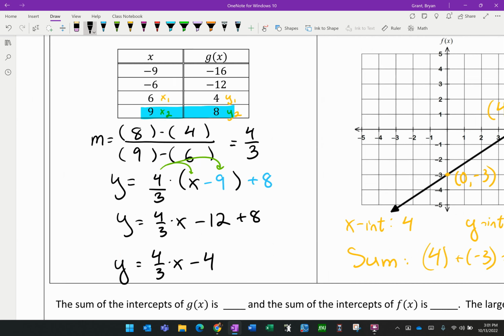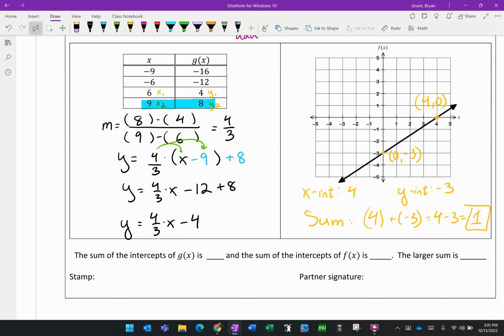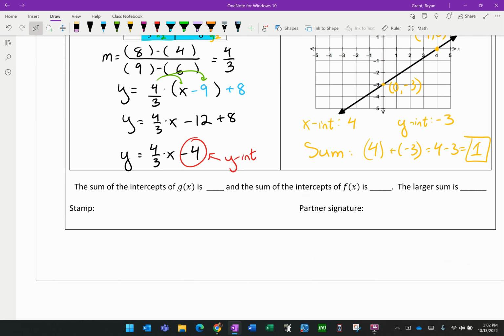How did this help us? Well, at least it gave us our y-intercept for this equation, right? That's this guy hiding over here, slope-intercept form. So we've at least got our y-intercepts for each one. But what do we not have? Oh, that's right, we don't have our x-intercept yet. Bummer.